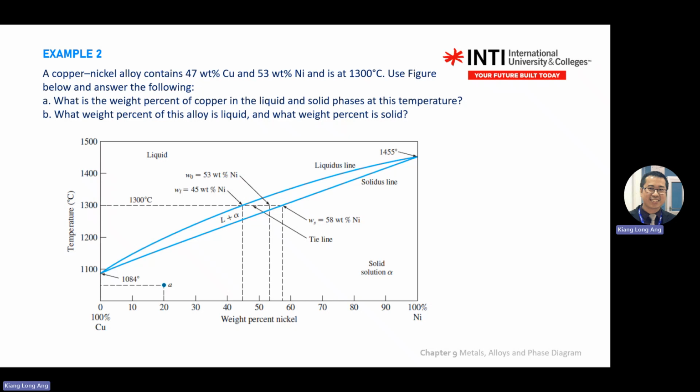You draw another one. You want to use the lever rule. So for the lever rule, you need to draw the tie line. You need to draw the cross. Okay. So this one you draw, this one you draw. Then you see the lever rule already, the 3 points. Okay. This one is liquid or solid? Liquid. This one O. This one S. LOS. Okay.